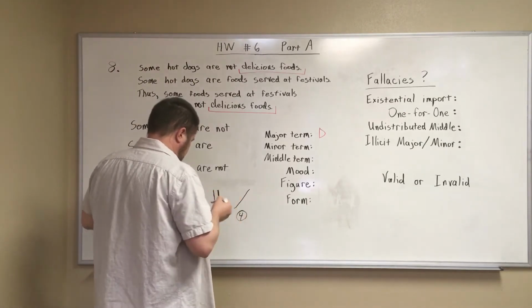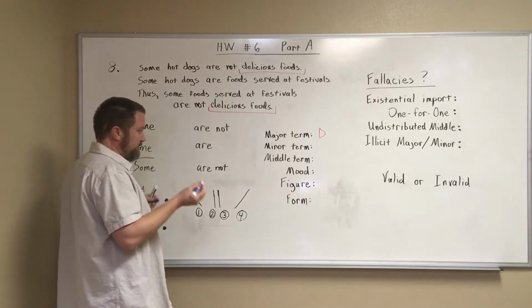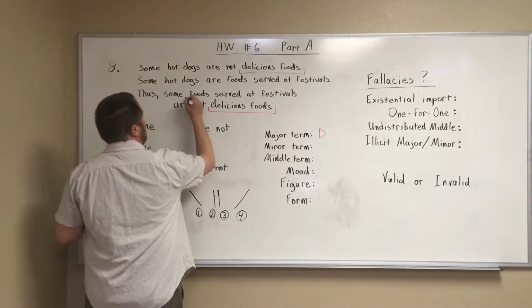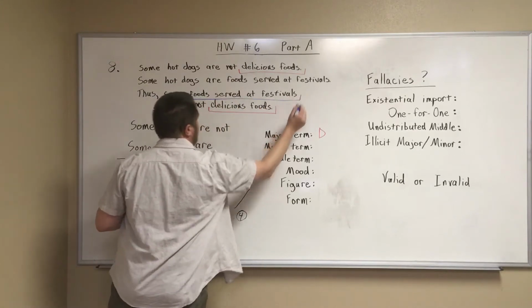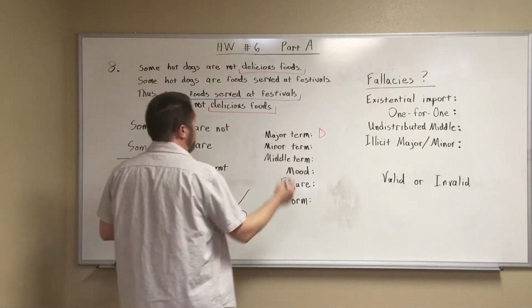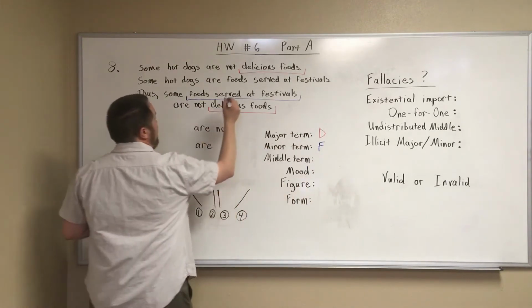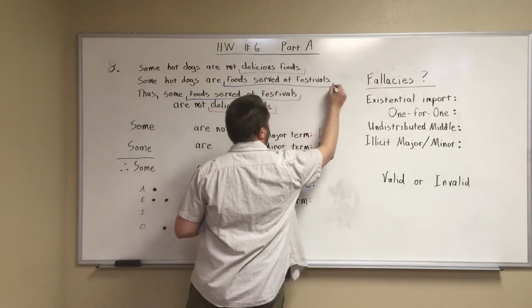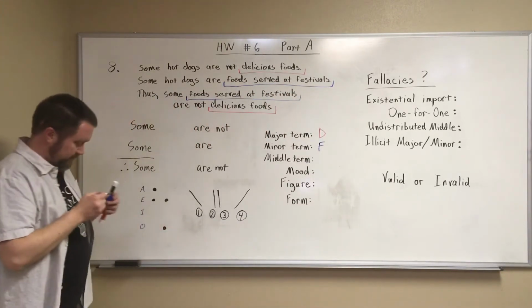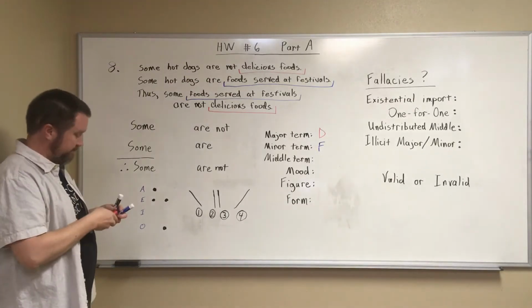So next up, the minor term is the subject place of the conclusion. So this whole thing, foods served at festivals, is the minor term. We're going to abbreviate that with F, and that appears also in the second premise, which is correct because the minor premise goes in the middle, the second premise.